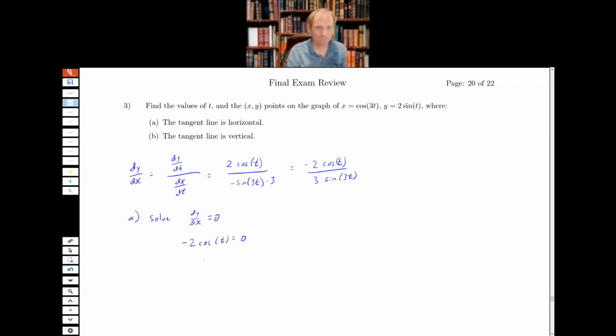Okay. So when I solve this, I'll get cosine of t equals 0. So t is inverse cosine of 0. When I do inverse cosine of 0, I think of my unit circle. Okay, 0 is the x value. So inverse cosine will be this angle pi over 2.